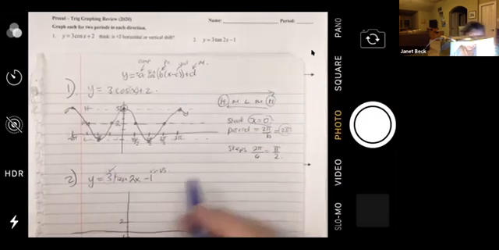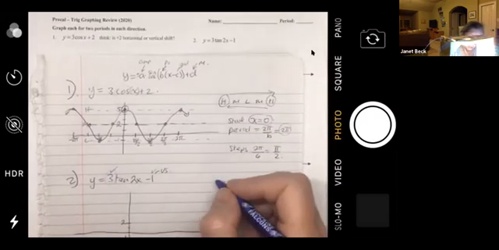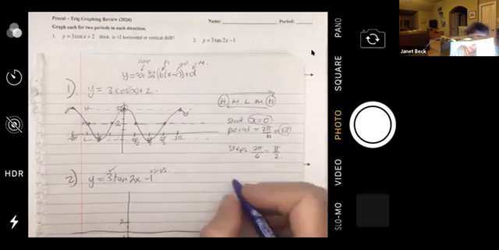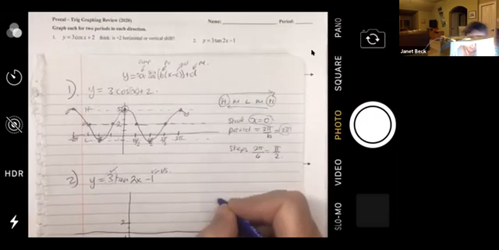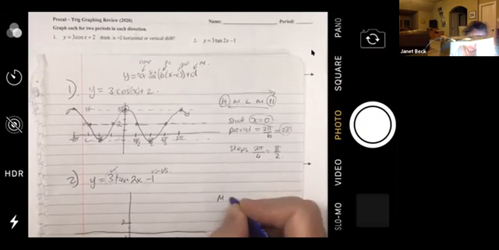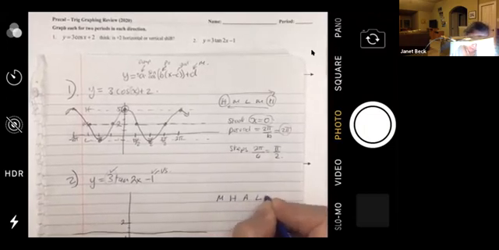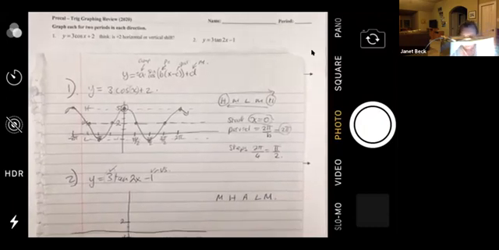The pattern for a tangent. That starts on the midline and it's normally increasing. You have to find your own way of remembering these. I have to talk to myself a bit to do it. Middle, high, asymptote, low, middle. That's my pattern for a tangent.